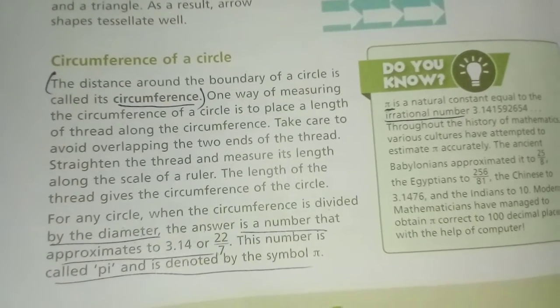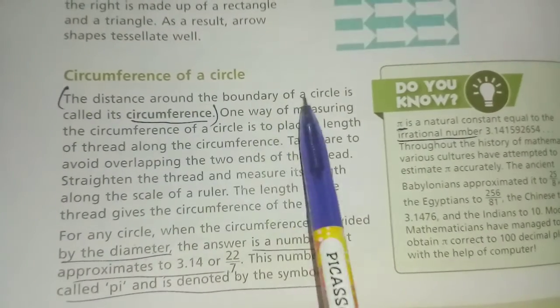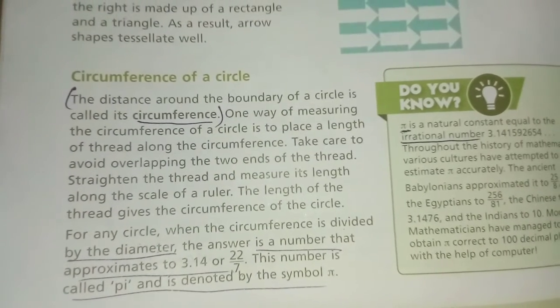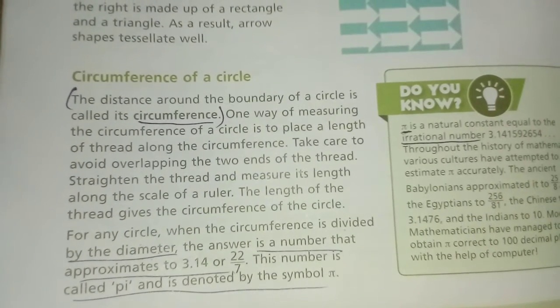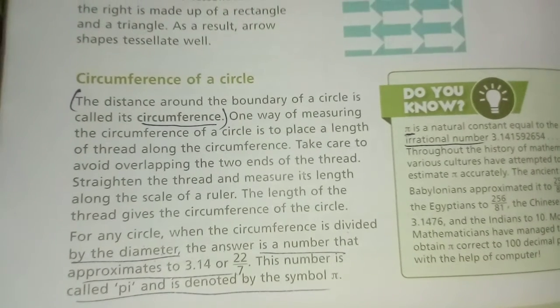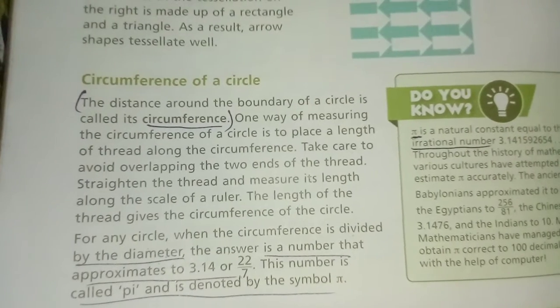Okay students, now we have to learn about what is the circumference of a circle. The distance around the boundary of a circle is called its circumference. To find the circumference of a circle, just put a thread along the circumference. Take care to avoid overlapping the two ends of the thread. The distance of the thread that covers the boundary of the circle is the circumference of that circle.